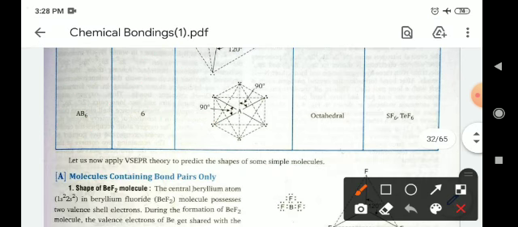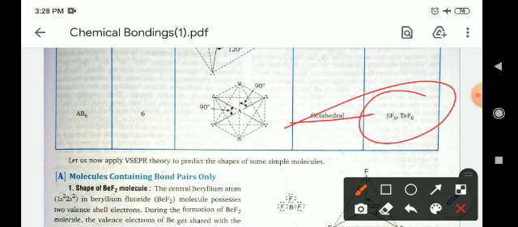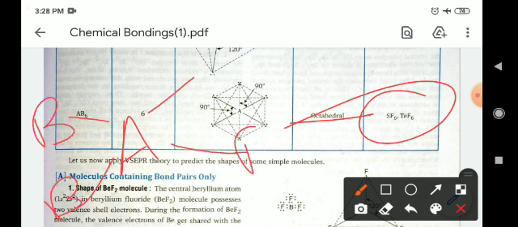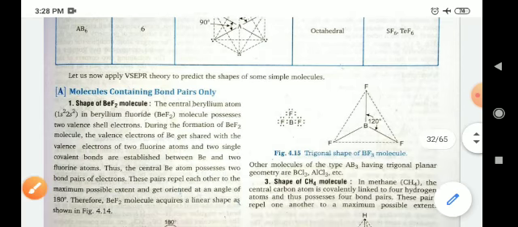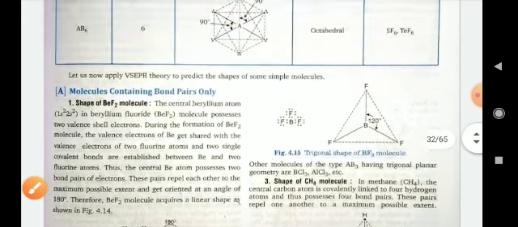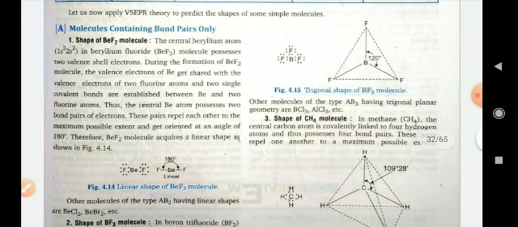And AB6 type is known as octahedral, for example SF6 and TeF6, and all the bond angles of these molecules are 90 degrees. You can draw this molecule like this: A, B, B, B, B, with one B above and one B below. All bond angles will be 90 degrees. This type of geometry is known as octahedral geometry. These are some examples of the shapes of molecules and their geometry.